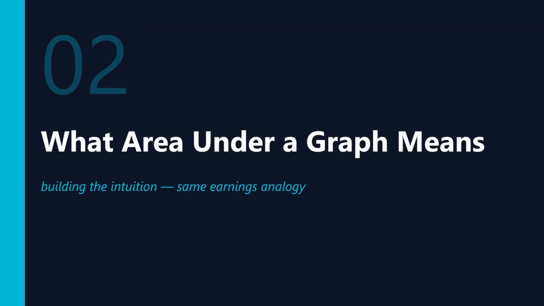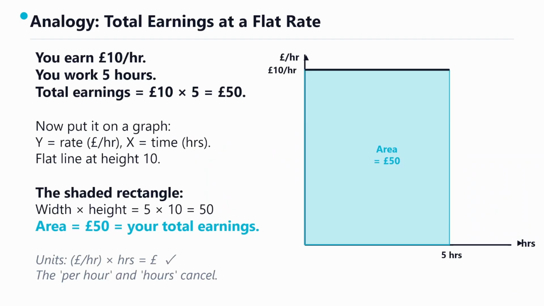What does area under a graph actually mean? So the area under a graph, this one's less obvious. So we're building it up properly now. Back to the earnings analogy. Say you earn £10 an hour. You work in Britain, so you earn £10 an hour. You work for 5 hours. Your total earnings, that's £50. You know that, it's just basic multiplication.